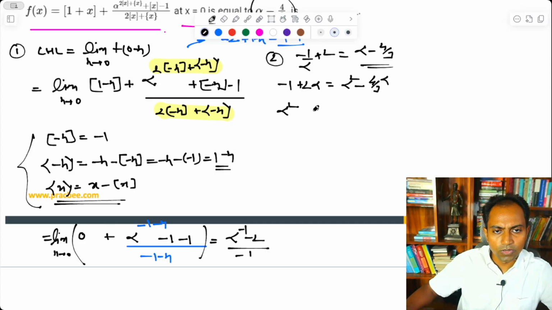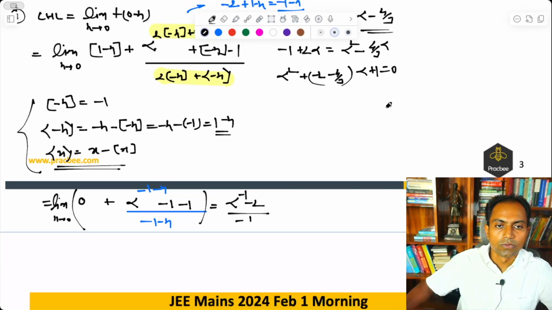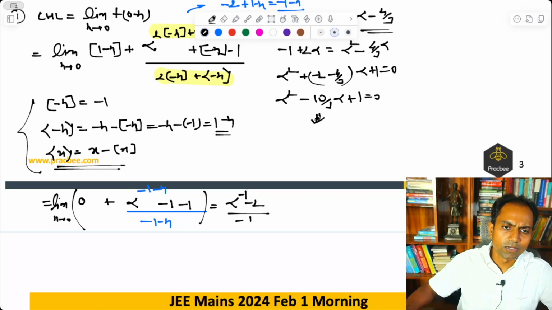So alpha square, and this will become minus 2 minus 4 by 3 alpha plus 1 is equal to 0. So it becomes 3 into 2, 6, to minus 10 by 3. If you solve this, it is not very difficult. You will get two values of alpha, 3 and 1 by 3. This is a simple quadratic.